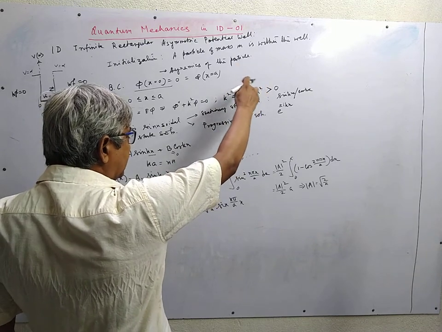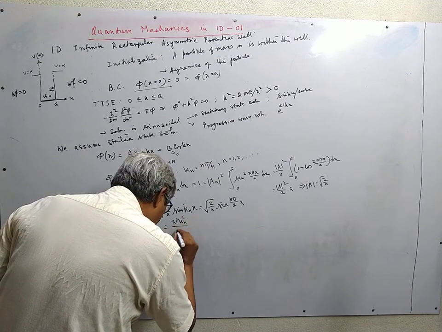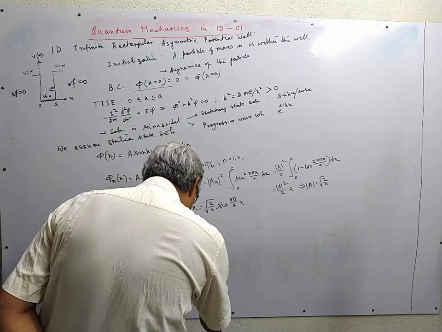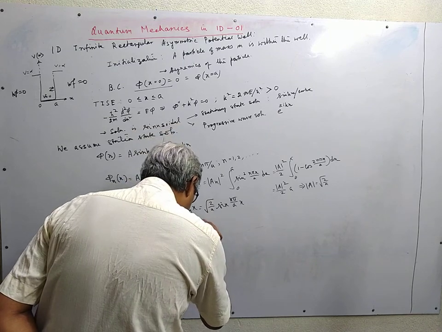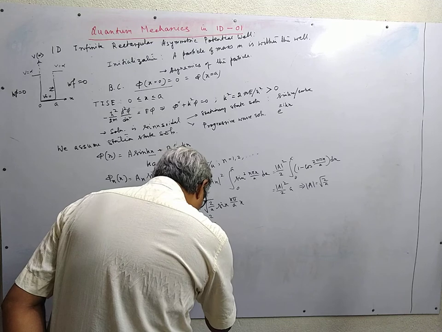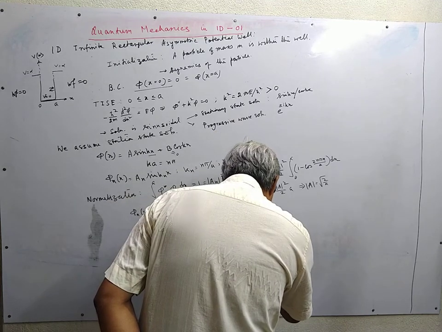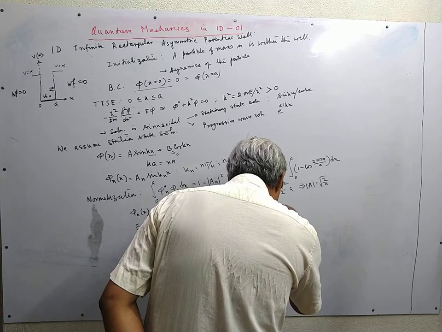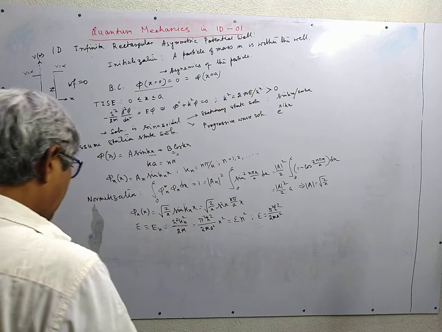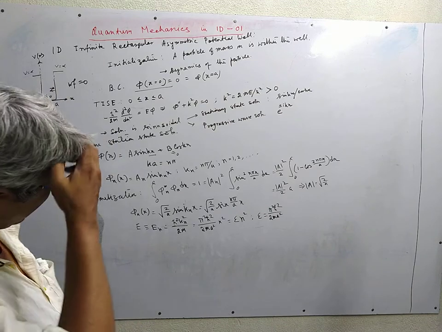E is given by h-bar squared k squared, kn squared by 2m, and if we use kn is equal to n pi by a, this becomes pi squared h-bar squared by 2m a squared times n squared, which we will write as epsilon n squared, where epsilon is equal to pi squared h-bar squared by 2m a squared. So epsilon is the quantization unit. So we have found the wave function and the corresponding energy.